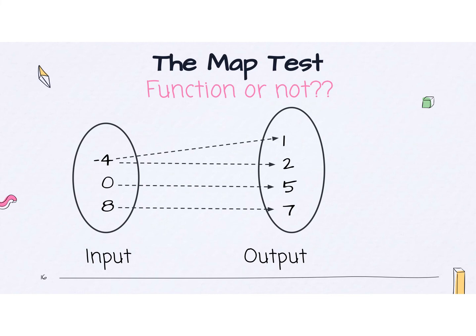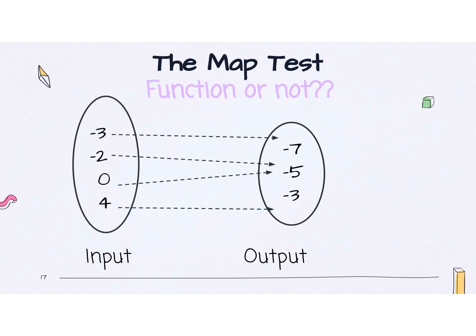All right, function or not. So we'll start on the bottom. 8 goes to 7, 0 goes to 5, but you can clearly see that -4 will have an output of 1 and an output of 2. So for the input -4, we have 2 different outputs, not one unique. So this is not a function.